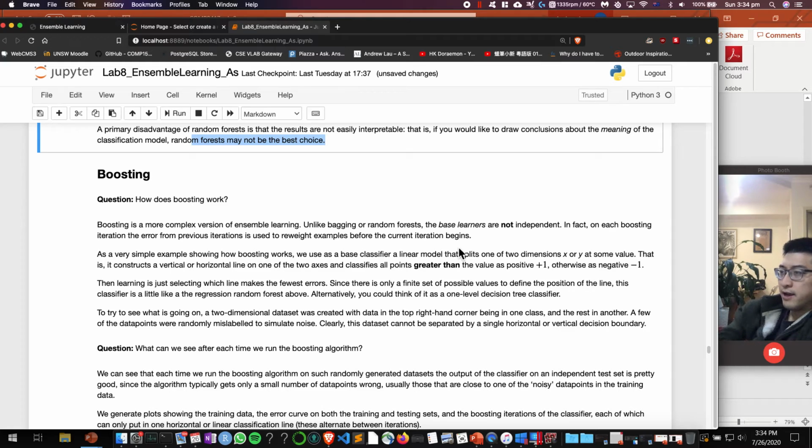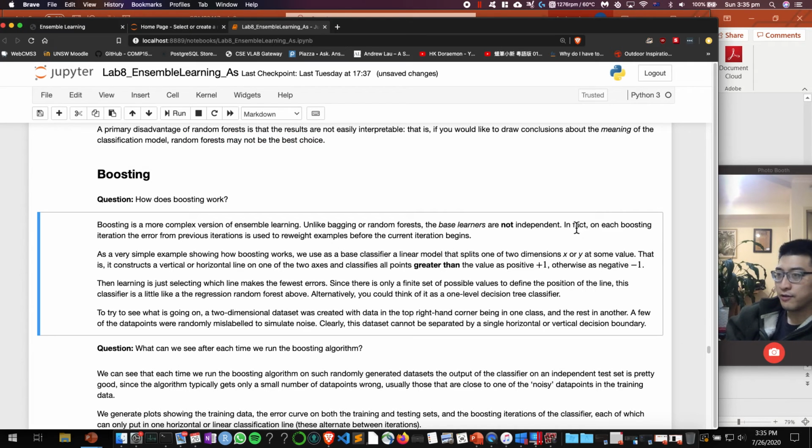With boosting, the way it works is that the base learners are not independent. It's a sequential sort of learning model, right? You use typically weak learners, so things like decision trees, and you incrementally build and build. It's incremental in the sense that it builds off the errors of the previous base learner. So you fit a base learner, a stump, and then you fit another one and another one, but each time you adjust and shift based on what's happened before. So each boosting iteration is used to reweight examples before the current iteration begins.